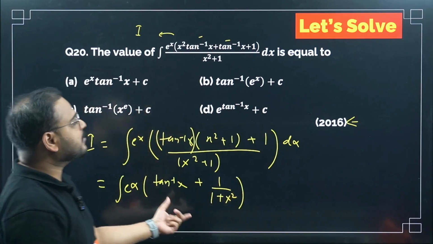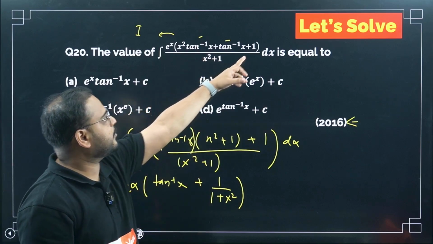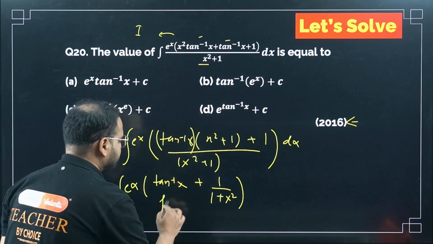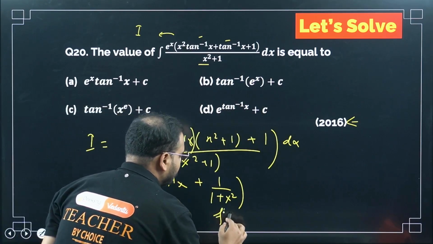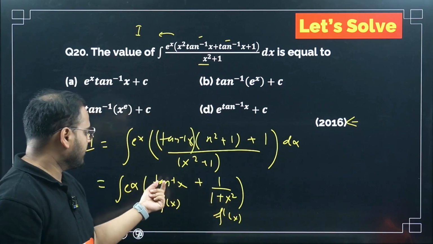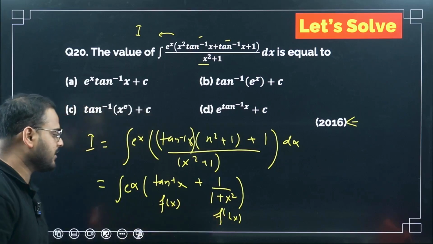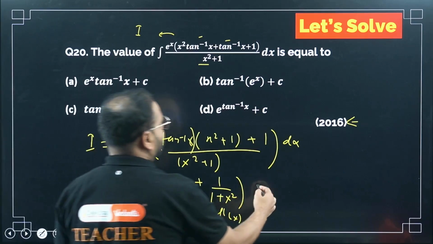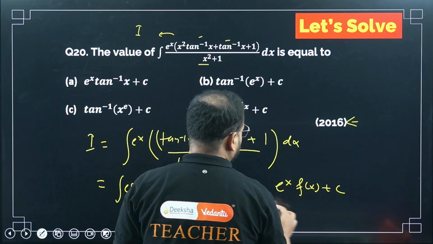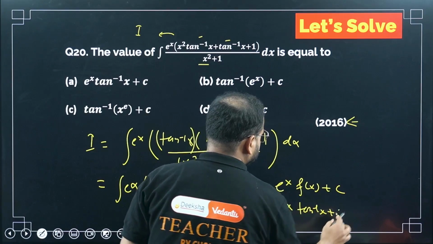This question you can solve without actually solving it, because you can visualize from here only. If you divide, you'll get 1 plus x square on the other side. tan inverse of x, if this is my function f(x), what is this? f derivative of x, no? Because the derivative of tan inverse of x is what? 1 upon 1 plus x square. So f is there, f derivative is also there. It means this will simply become e power x f(x) plus c. How much is that? e power x tan inverse of x plus c.